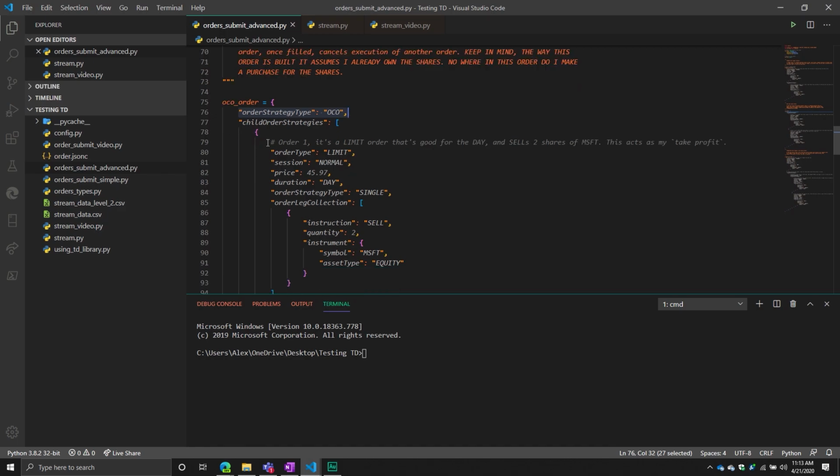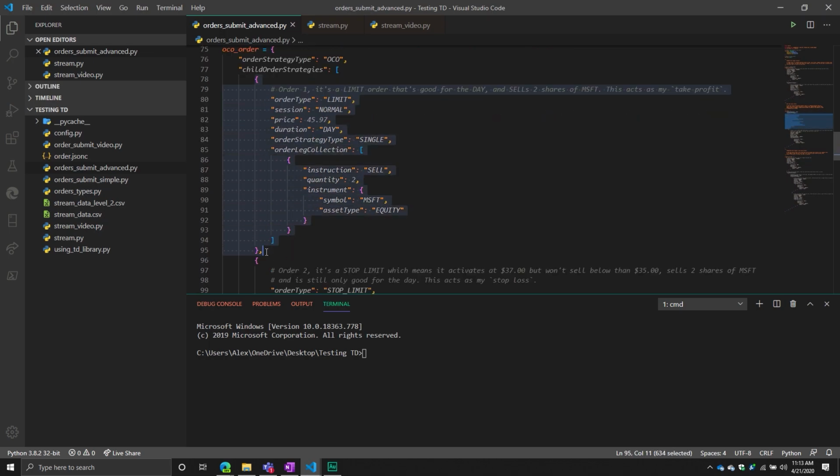So in this situation, I have one child order where order one is my limit order. Again, good for the normal trading session. It has an activation price of $45.97. It's good for the day. Still an order strategy type of single. It's just a single order. And then we have an order leg collection, which will sell 2 shares of Microsoft. Keep in mind, this is not the real price. It's just a fake price. You might be going, Alex, the price is way off.